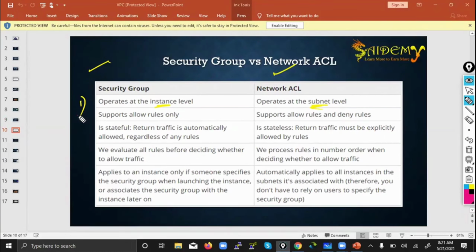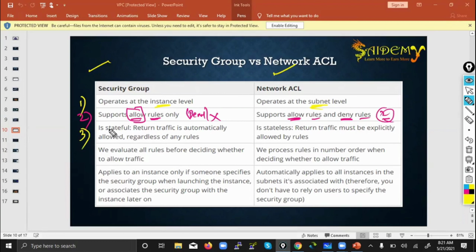Second one: the security group supports only allow rules. There is no deny option. What they are trying to say is there is no deny option in a security group. Whereas here you have both allow rules as well as deny. Both rules you have at NACL level.